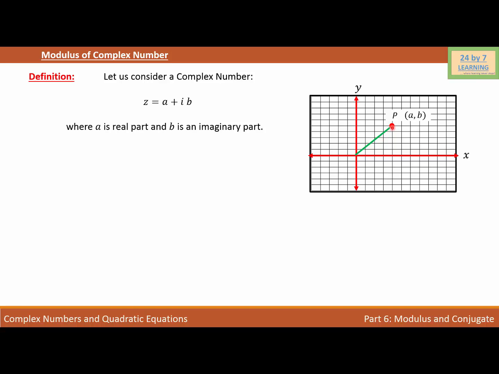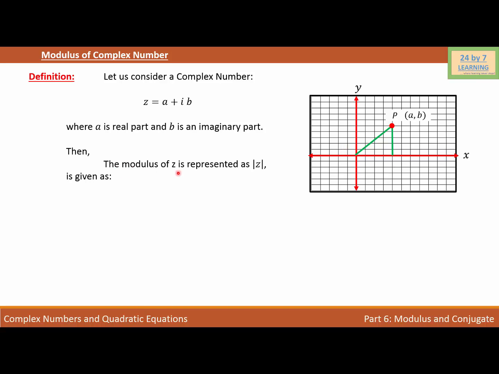So basically I'm going to drop a perpendicular from point P, and if I drop a perpendicular, I will get a right triangle. So I have two possibilities to find the value of the complex number z. One way is I can use the distance formula and find this length, or I can use the Pythagorean theorem to find this length. If I do that, I will get the modulus of the complex number, which is basically the value of the complex number.